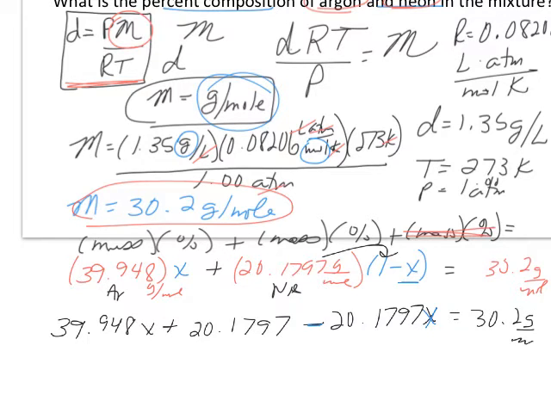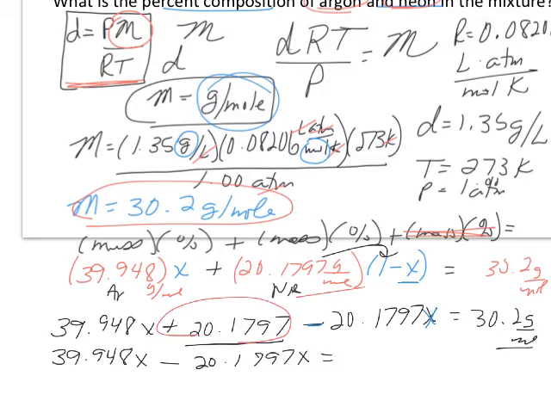And then this equals 30.2 grams per mole. Now, we have a term with an x and a term without an x, so we are going to get those terms on the same side of the equation. So 39.948x minus 20.1797x equals, we're going to bring this term over, and since it's a positive here, we're going to subtract it from both sides of the equation. So it's going to be 30.2 minus 20.1797.